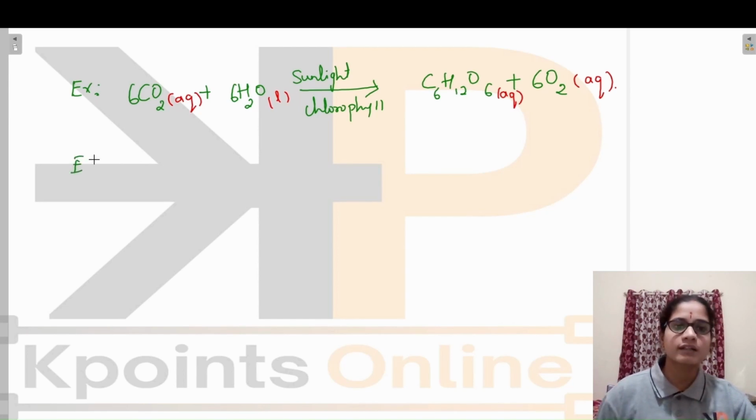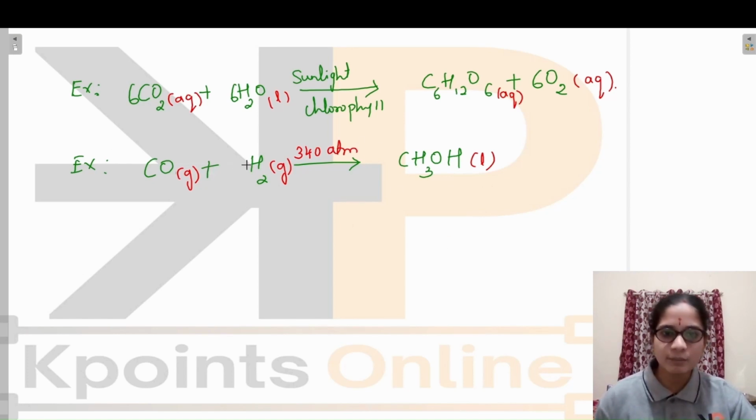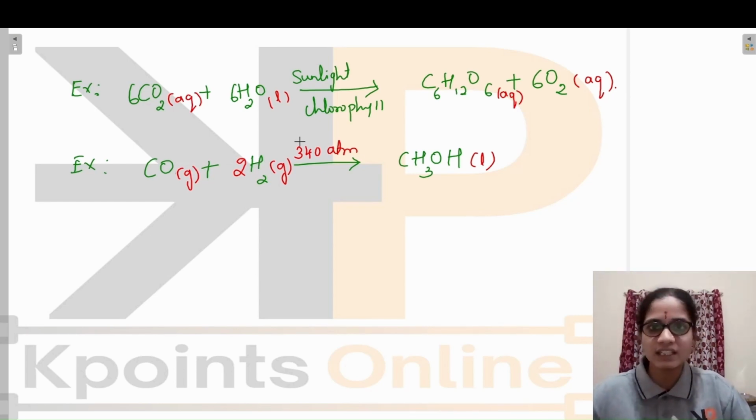We can also write another example: carbon monoxide plus hydrogen gives methanol. Okay, this is gas and this is also gas. This is liquid, and this reaction takes place at 340 atmospheric pressure. So this reaction is also a balanced chemical equation. To balance the number of hydrogen atoms, I need to write 2 here. So count the number of atoms on each side. Yes, all the atoms are balanced now. Okay, these are examples of balanced chemical equations.